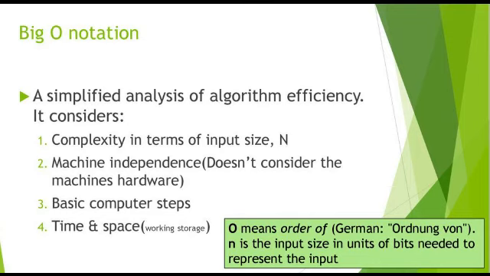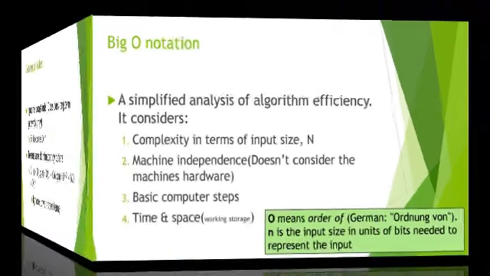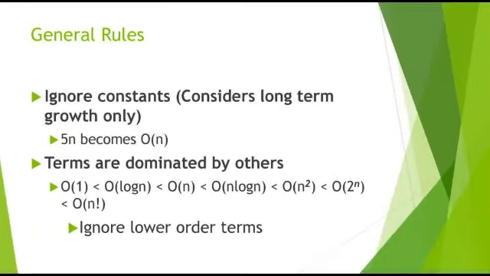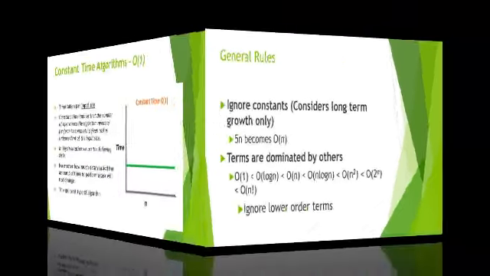It considers complexity in terms of input size, and machine independence: it doesn't consider the machine's hardware, just basic computer steps, time and space (working storage). Originally used by German theorist Paul Bachmann. O means order, from the German Ordnungszahl. N is the input size in units of bits needed to represent the input. General rules: ignore constants, consider long-term growth only. 5N becomes O(N). Terms are dominated by others. Ignore lower order terms.